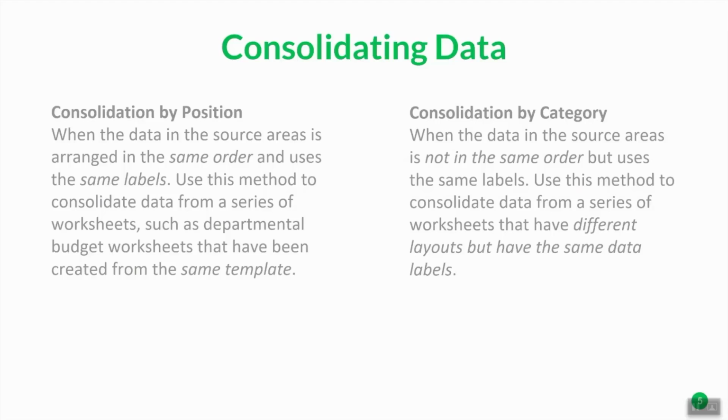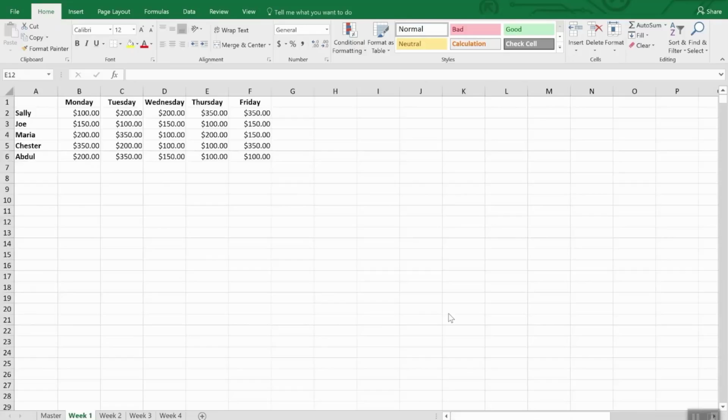And by having consistency across worksheets, it'll be easier for you and anyone else to quickly get their bearings within the workbook. So let's look at an example workbook that shows the sales achieved by each sales rep by each day of the week. And each week is on its own worksheet. As we can see, we have data that is in the same order and uses the same labels. In other words, the same consistent layout. It's going to make consolidating data work like a charm.